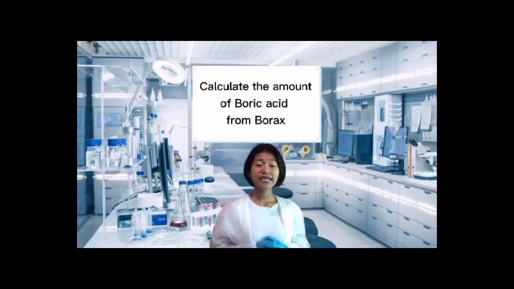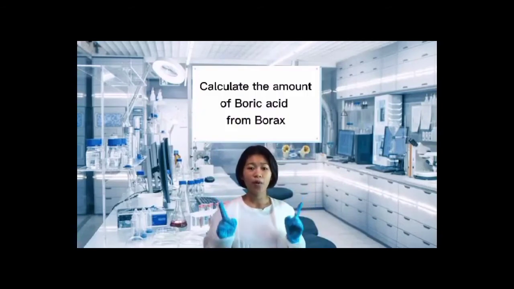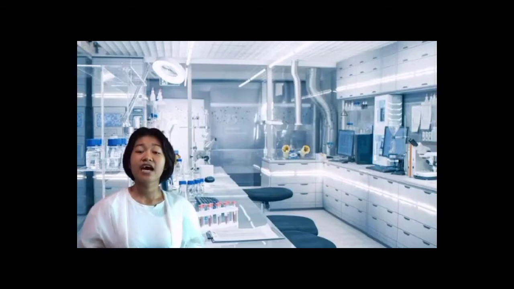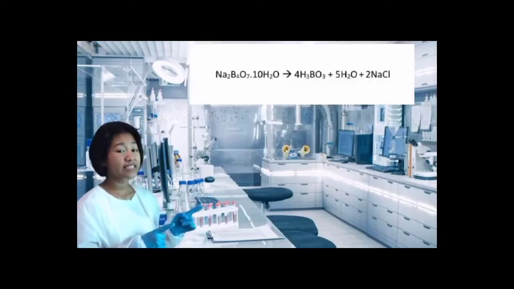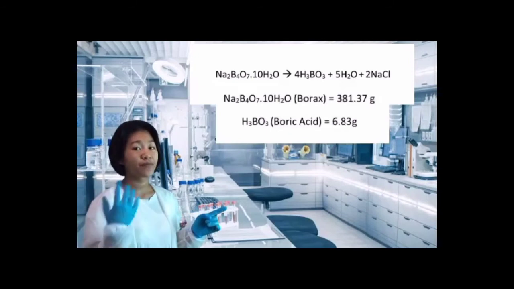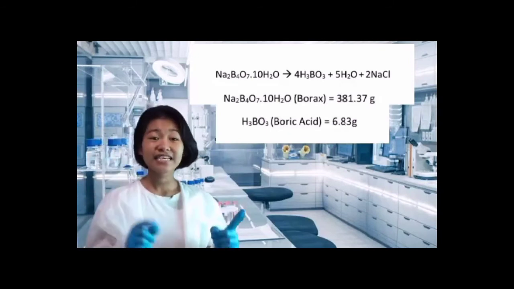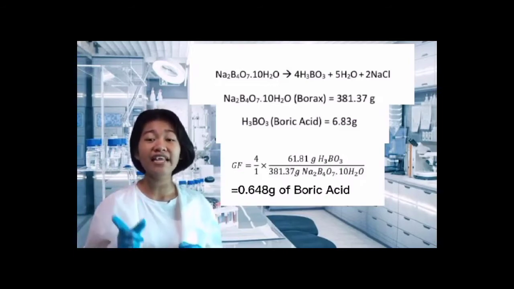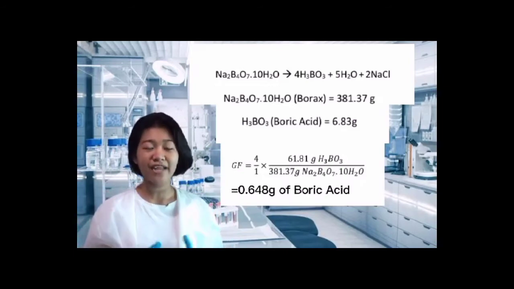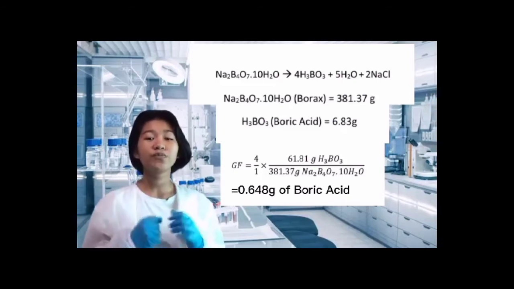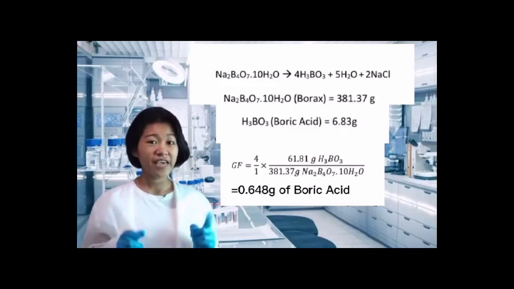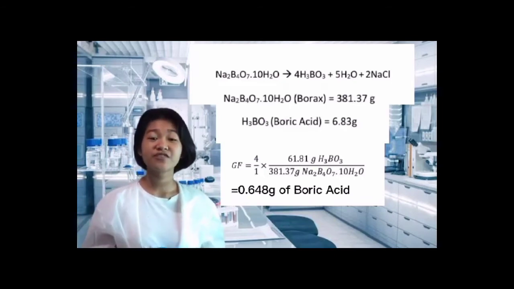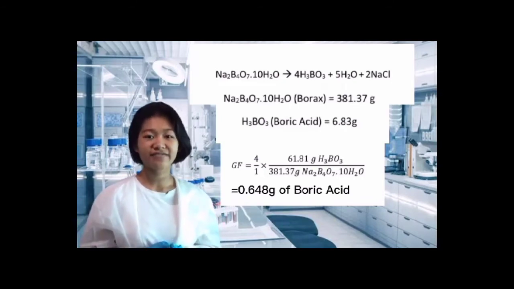So now we have a sample problem in calculating the amount of analyte in a sample. Calculate the amount of boric acid from borax. We have to balance the equation. Next is to calculate the molar mass of analyte and precipitate. Lastly is the final calculation wherein the gravimetric factor is equal to the moles of analyte over precipitate multiplied by the molar mass of analyte over molar mass of precipitate. So the answer will be 0.648 grams of boric acid.